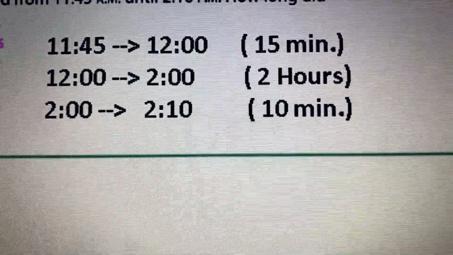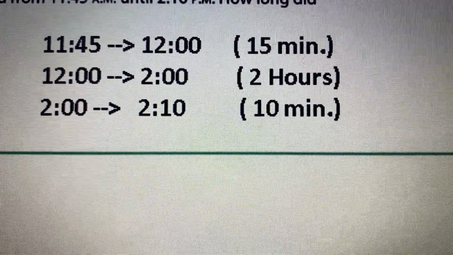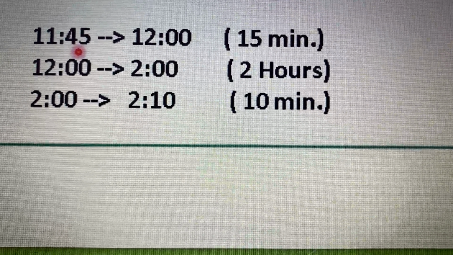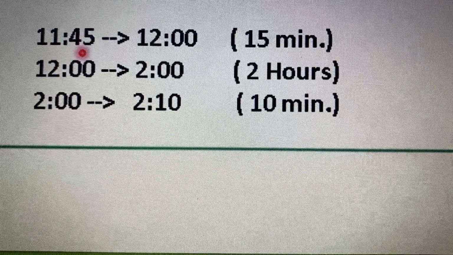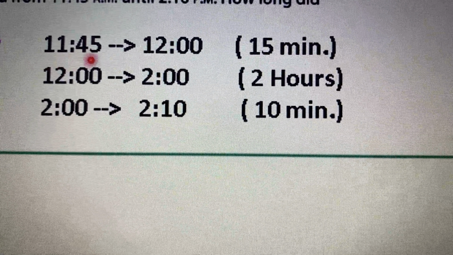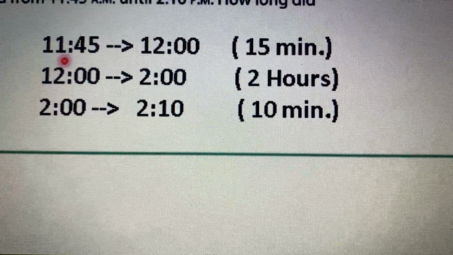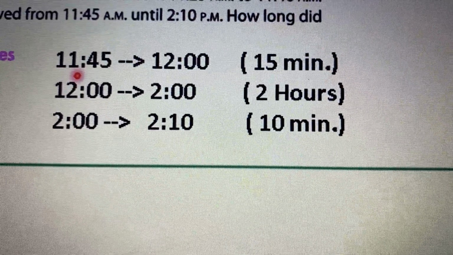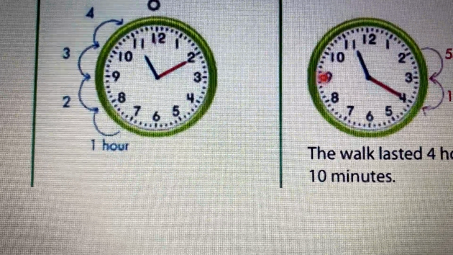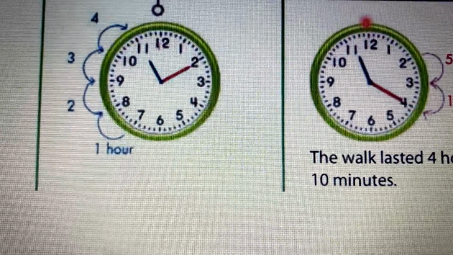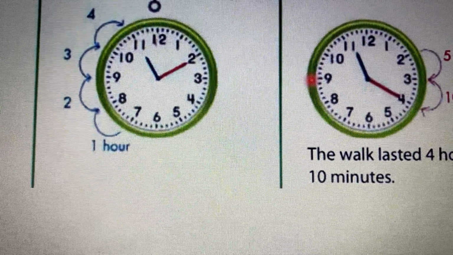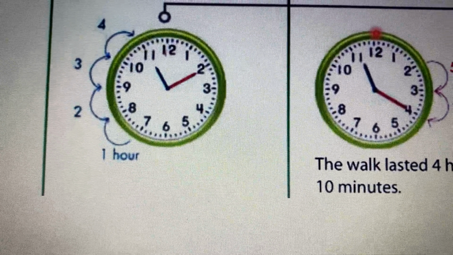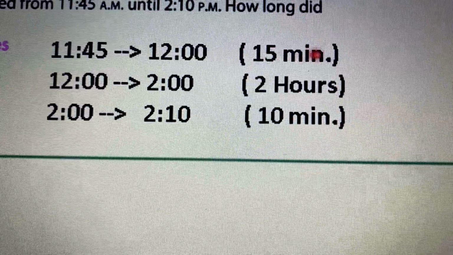Look what I did here. This way is easier. I think about this. Why don't we complete the minutes till 12, then count the hours? Okay? So what I did here is I asked myself, from 11:45 till 12, how many minutes I have? Look here. Here is 45, right? I want to complete it till here. So let's skip count by 5. Count with me. 5, 10, 15. Okay, so I wrote 15 minutes.